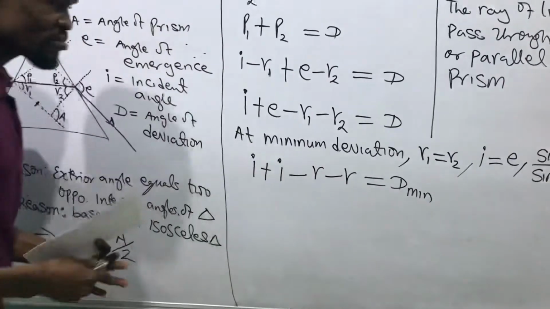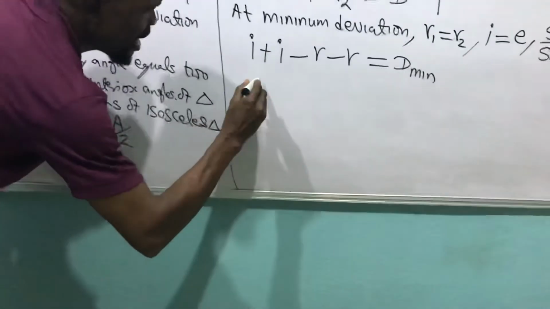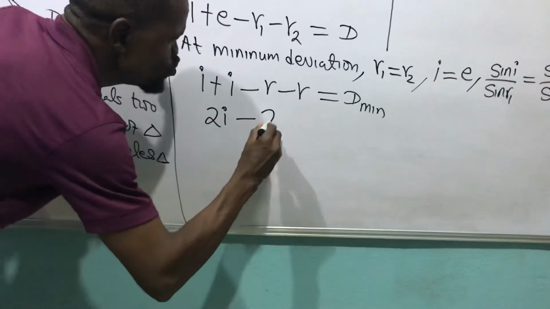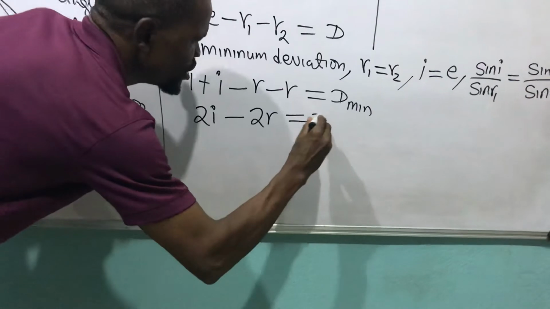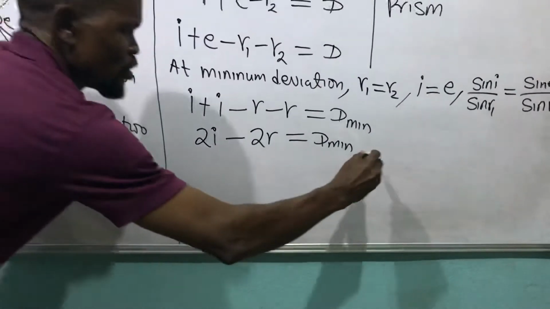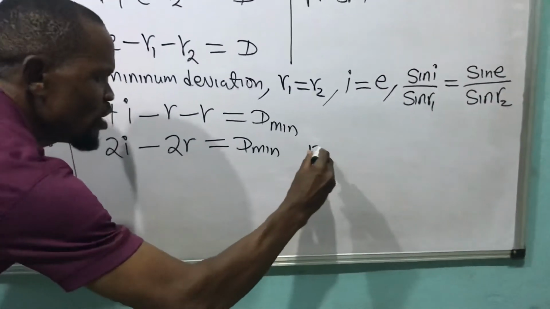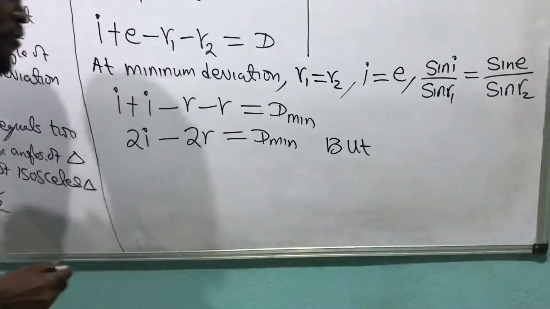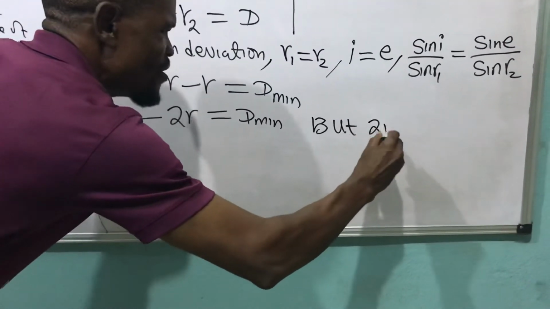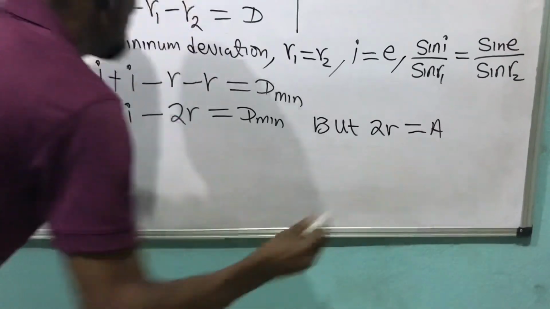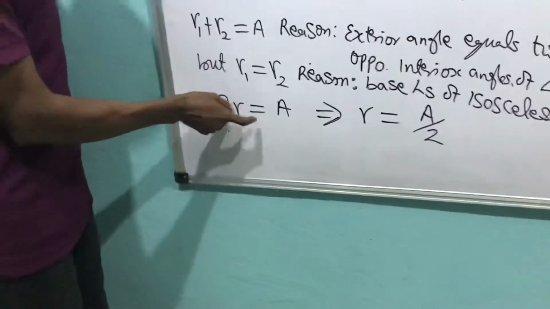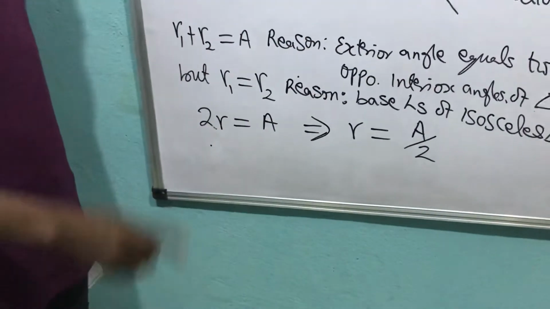You get? Then we move to have this as 2I minus 2R equals D minimum deviation. Are you getting what I'm saying? But I know that 2R is equal to A. We stated it earlier, in our first proof, where we said that 2R is equal to A.